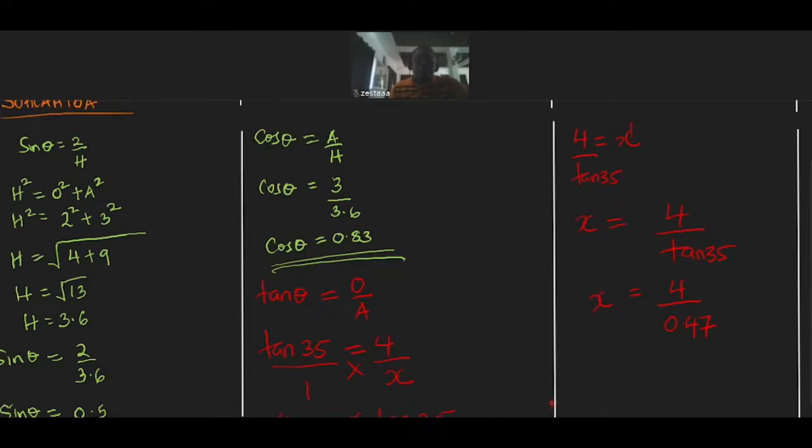So after that, we shall now divide 4 by 0.47, which will be able to give us 8.5. And this will be your x. Okay? And that will be your x. So that is how you are going to come up with your result.